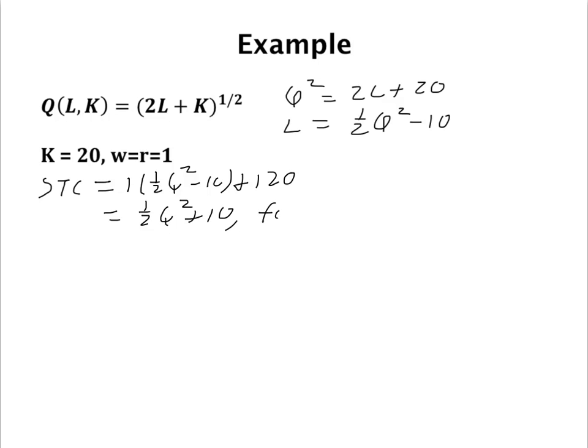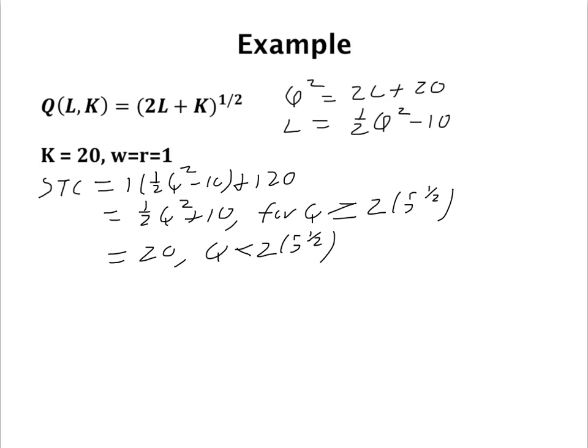for Q greater than or equal to the square root of 20, which is 2 times 5 to the 1/2, or it's going to be equal to 20 when Q is less than the square root of 20, 2 times 5 to the 1/2.